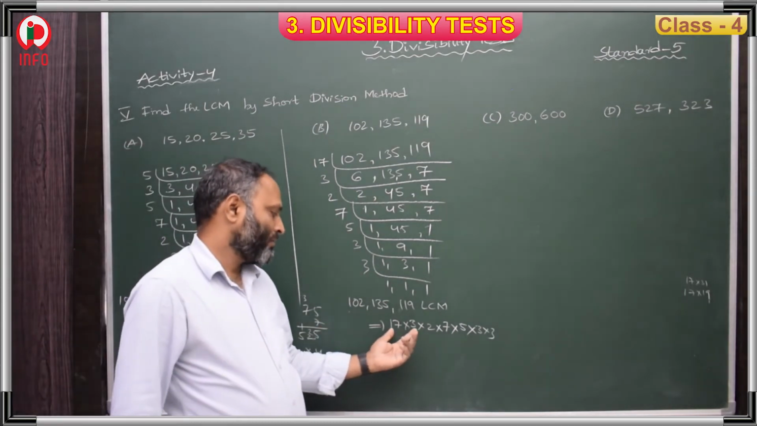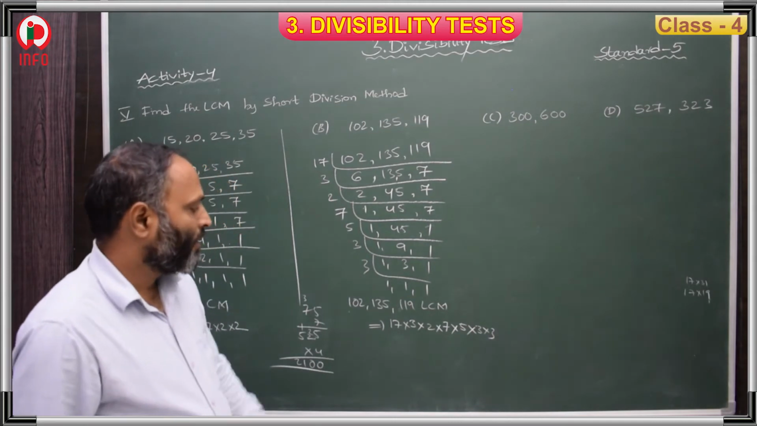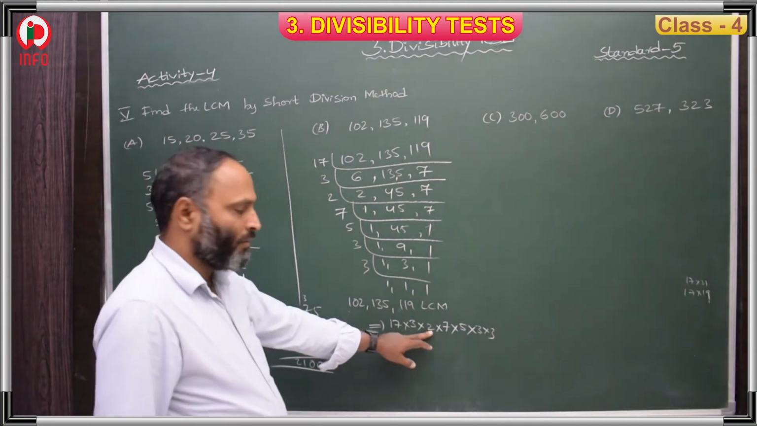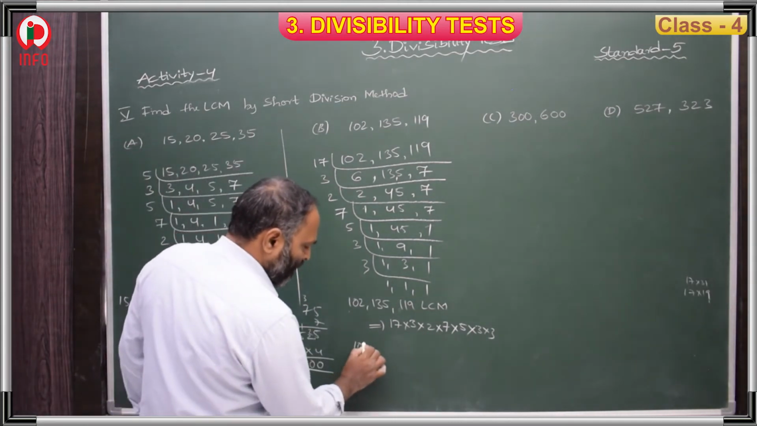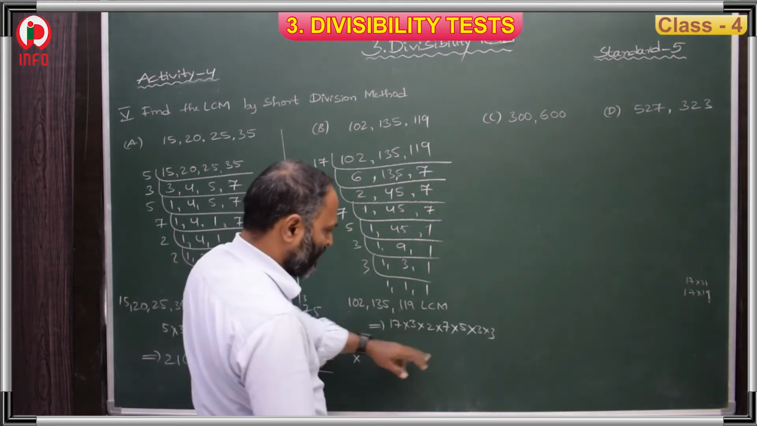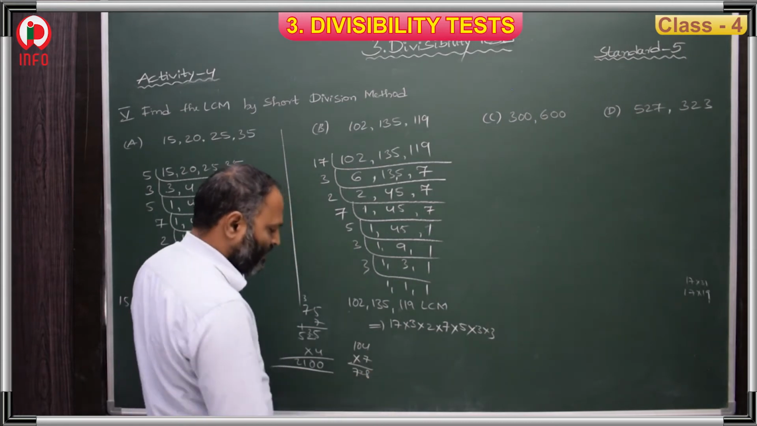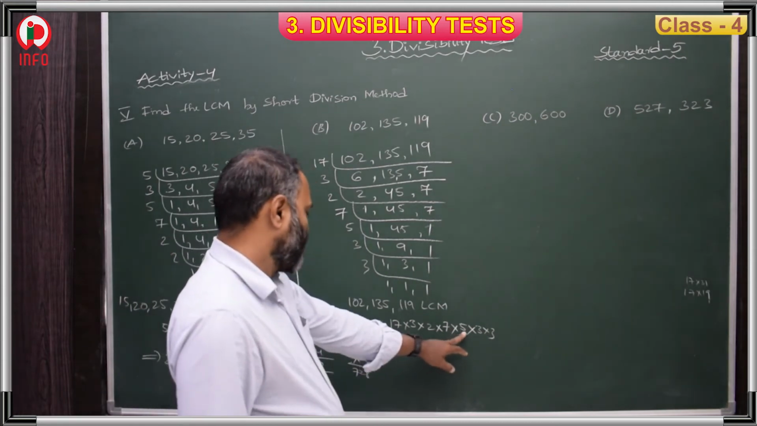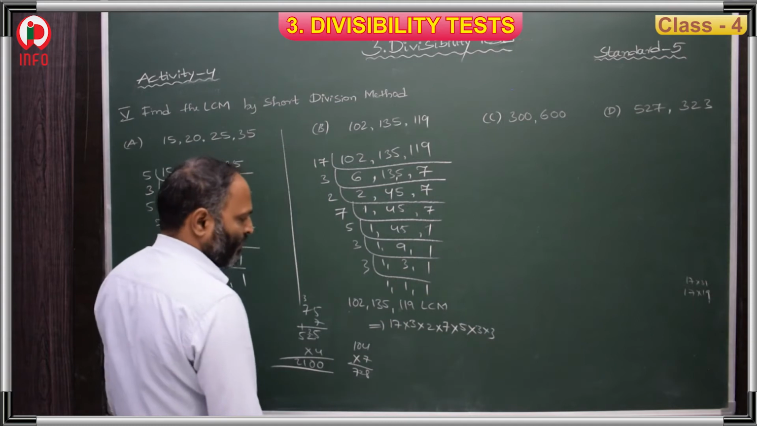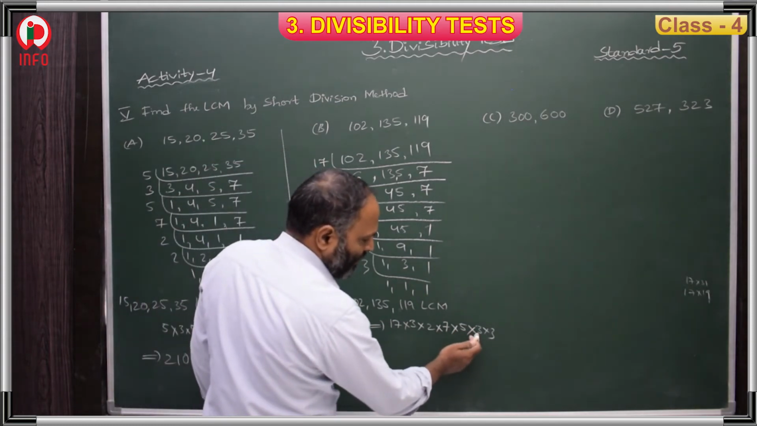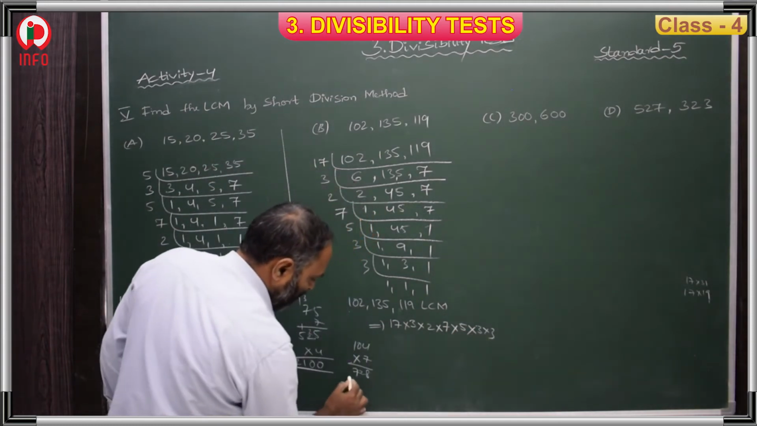17 threes are 51. 51 twos are 102. 102 into 7. 7 fours are 28. 7 ones are 7. 28 into 5. 5 threes are 15. 15 threes are 45 into 45.